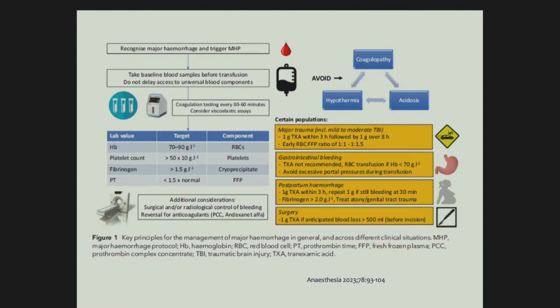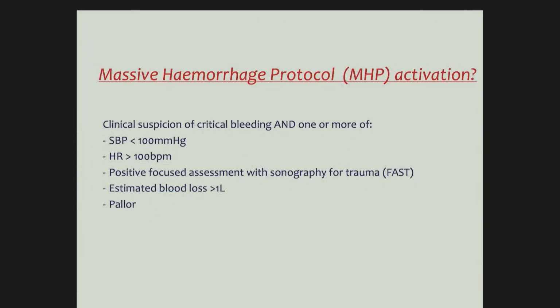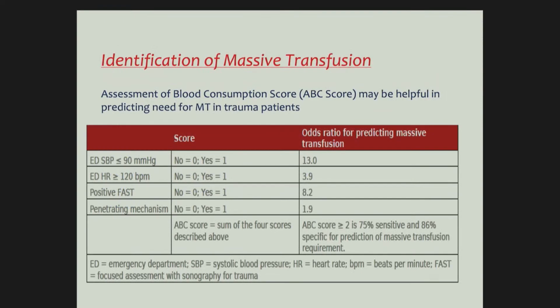How do we recognize the potential for a major hemorrhage? We have different things that we can monitor. If the patient's systolic blood pressure is less than 100, or if their heart rate is up, a positive FAST scan, or if blood loss is large, any one of these could be used to activate a massive hemorrhage protocol.